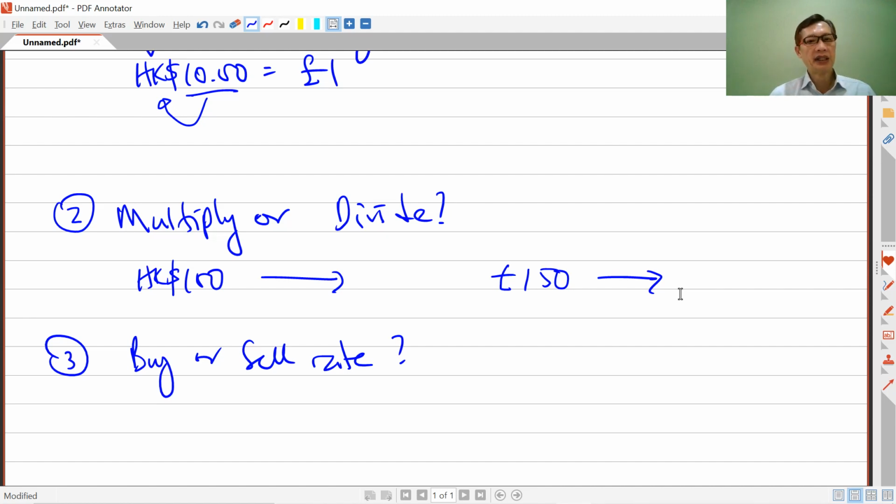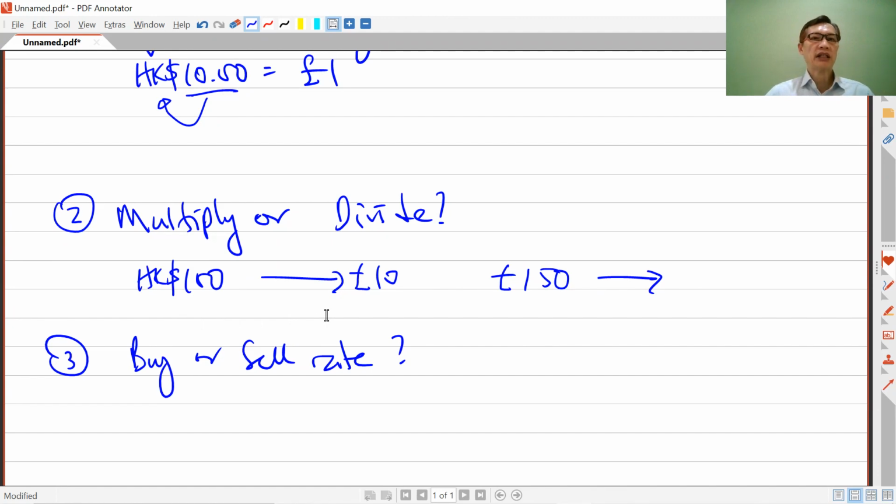Example: let's assume that 10 Hong Kong dollars is equal to £1. So we understand that 100 Hong Kong dollars will be equal to £10. We know that will be the answer. Knowing this is the answer, we want to do it quickly, so we must come up with the rules.